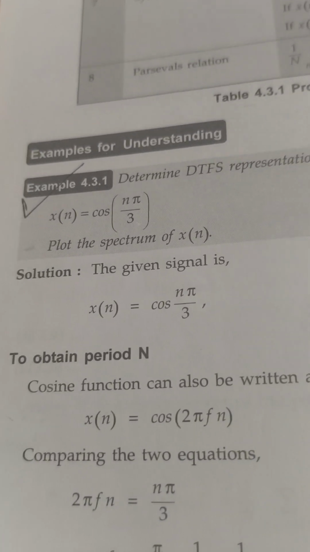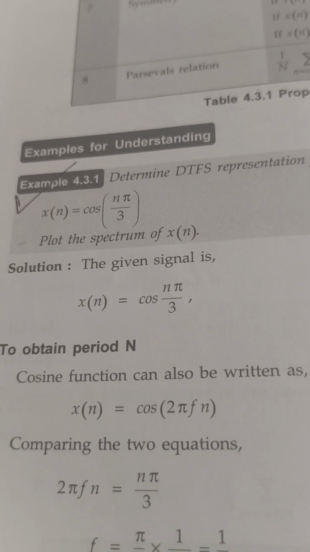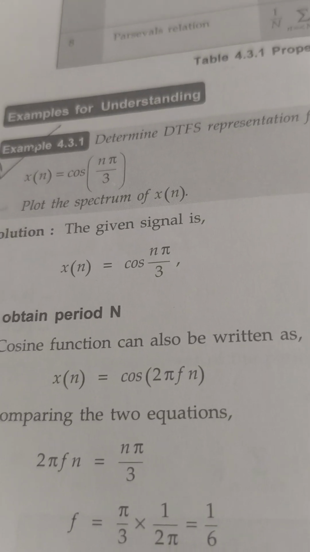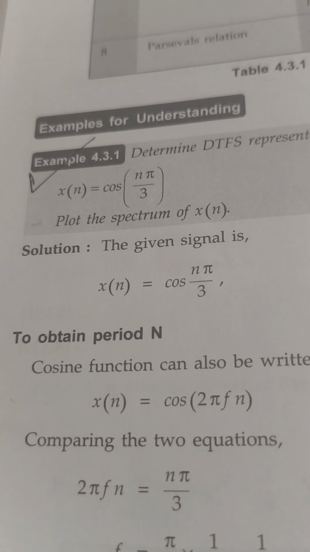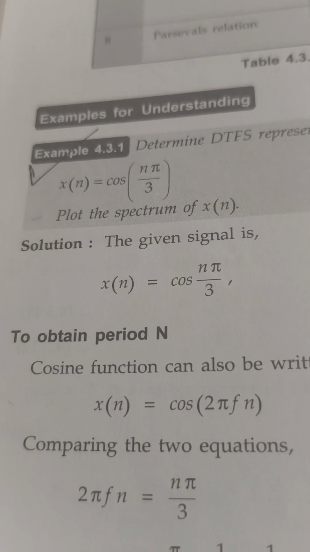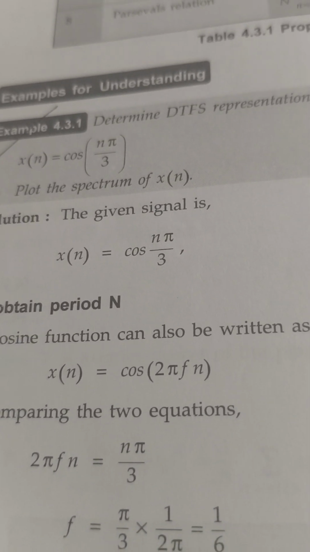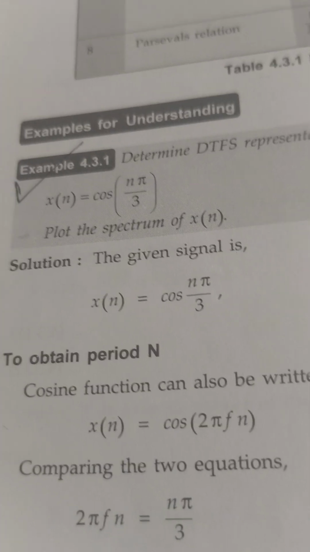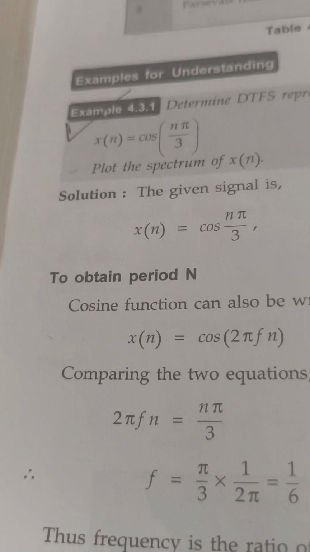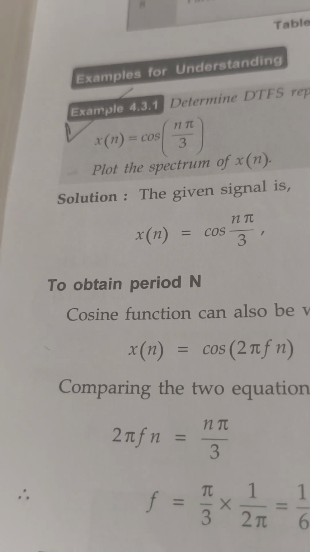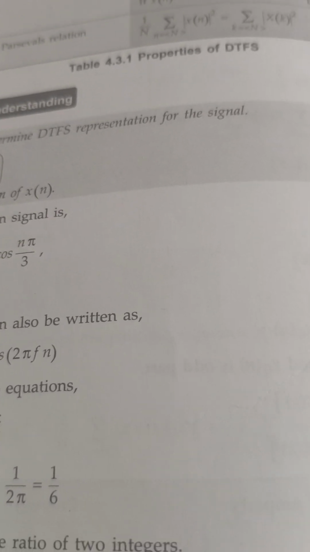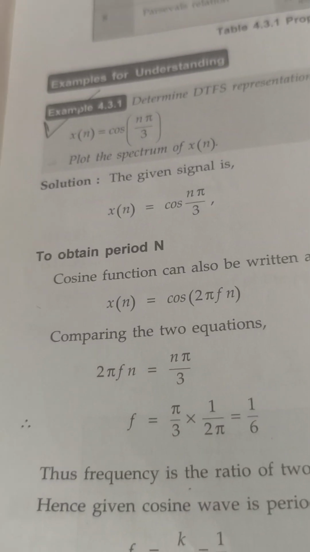We have to find out its DTFS, and also we have to plot the spectrum. Now how can we solve this problem? The solution: the given signal is x of n equal to cos(n pi by 3). This is the signal given. We have to find the details of this. Determine the DTFS representation of the signal.